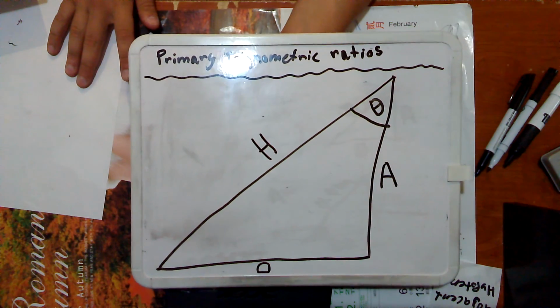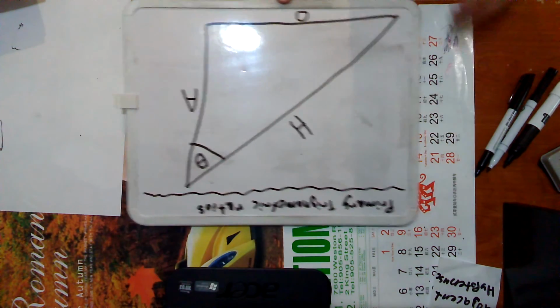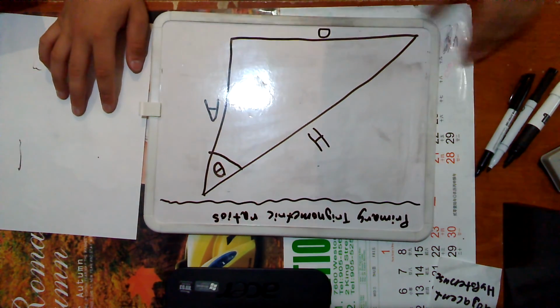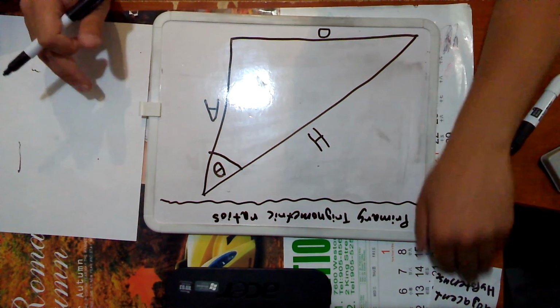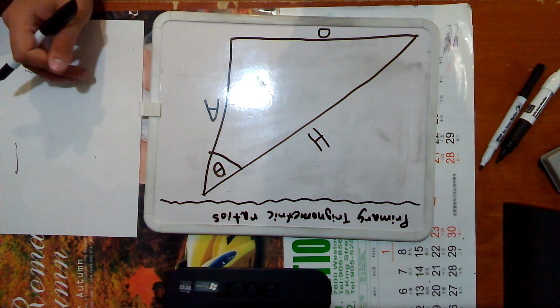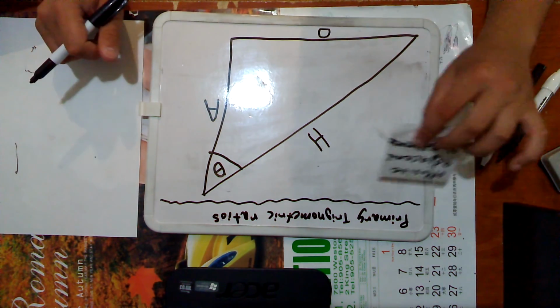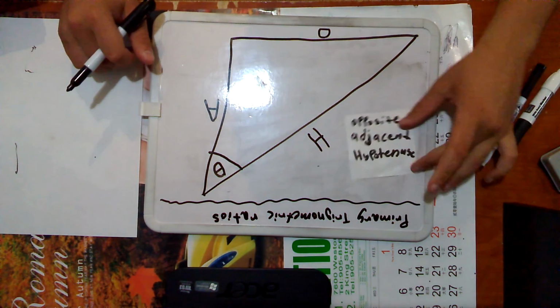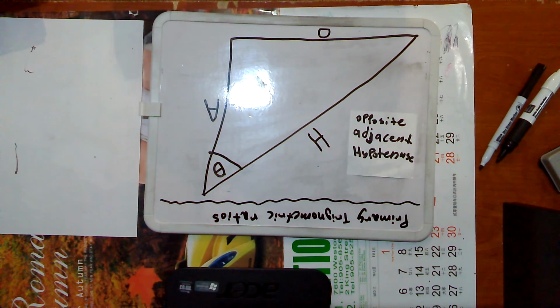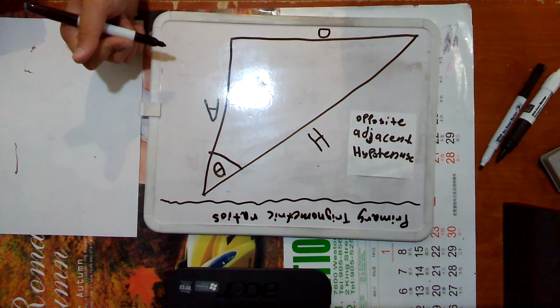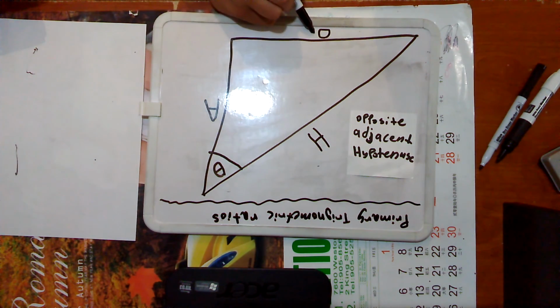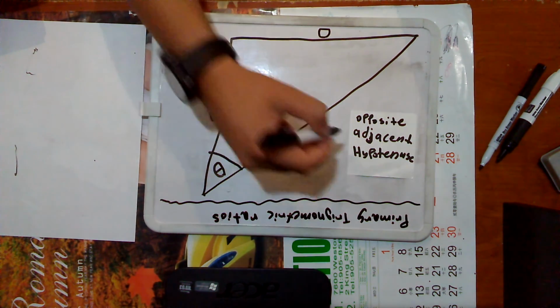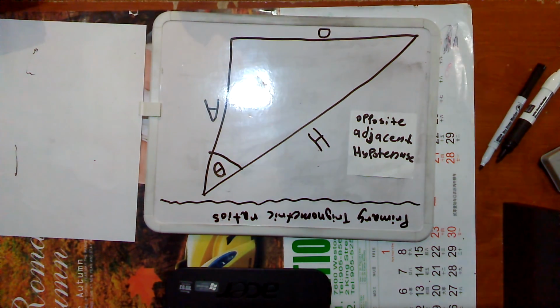You can see it. Okay. Each of these side lengths has a name. These are the three names: opposite, adjacent, hypotenuse. Of course, I named them with the first letter they started with.